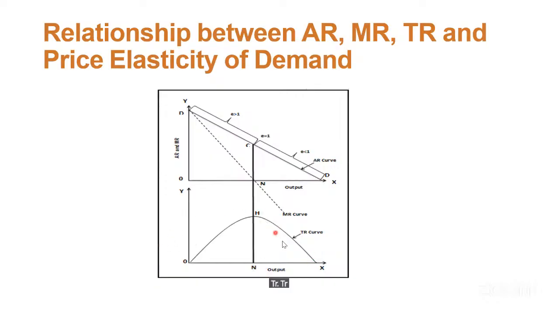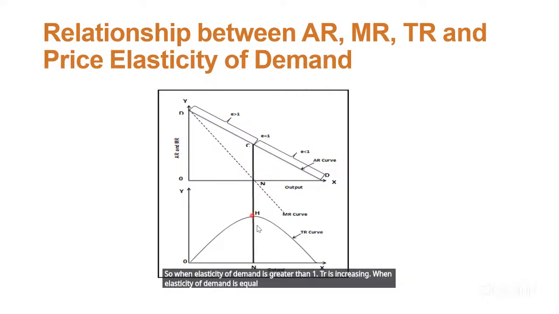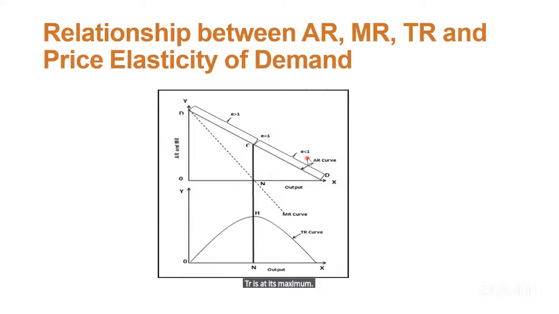TR, you see here, the second diagram shows the TR. So when MR is positive, TR is increasing. When MR is 0, TR is at its maximum. When MR is negative, TR is falling. That's the relationship between MR and TR. Am I clear? So when elasticity of demand is greater than 1, TR is increasing. When elasticity of demand is equal to 1, TR is at its maximum. When elasticity of demand is less than 1, TR is decreasing. Am I clear to you?